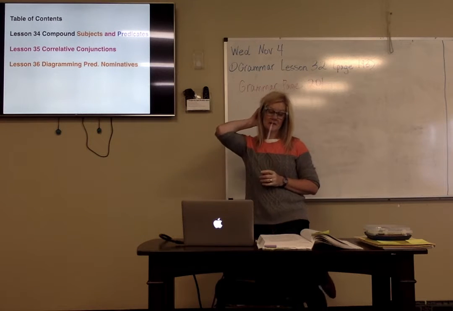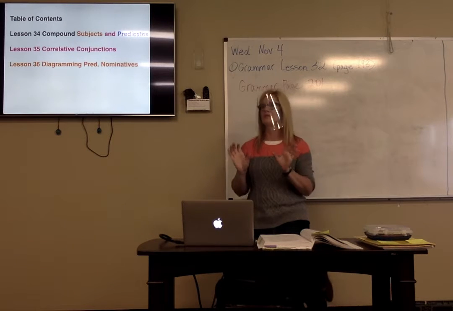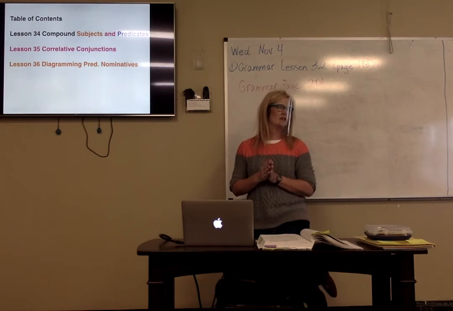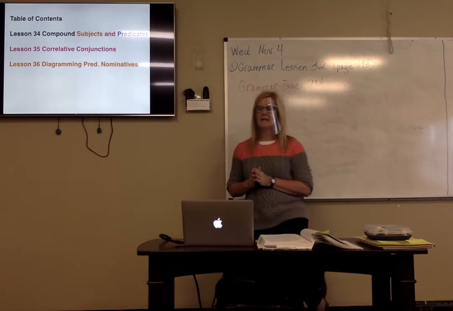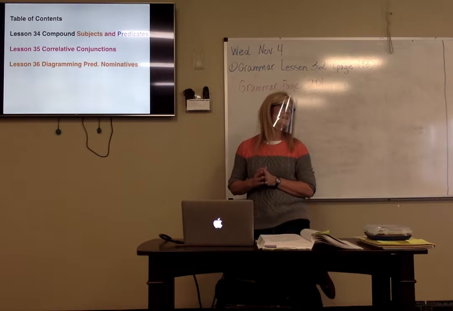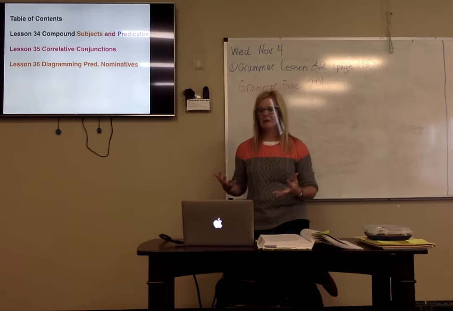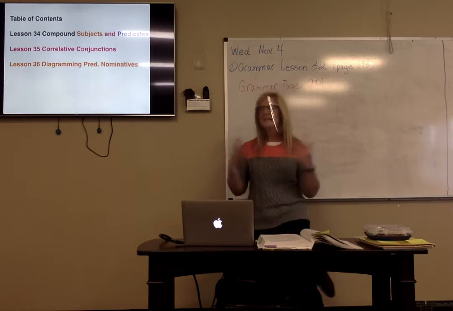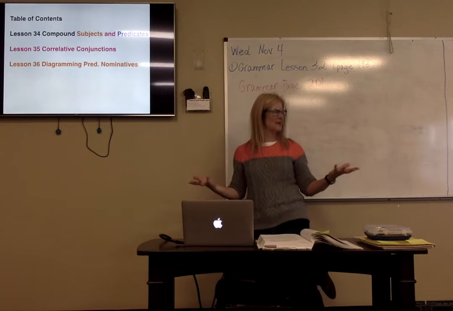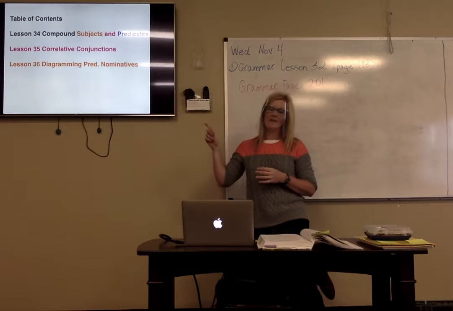We're going to talk about correlative conjunctions, which are conjunctions that are in pairs. There's two working together in one sentence. And then lesson 36, we're going to talk about predicate nominatives and diagramming those. The predicate nominatives, P-N, you might have heard them as predicate nouns, which I like better than predicate nominatives. Can we just agree that we want to call them predicate nouns? Yeah. All right. Let's just agree that we like that better. All right. We're good to go.